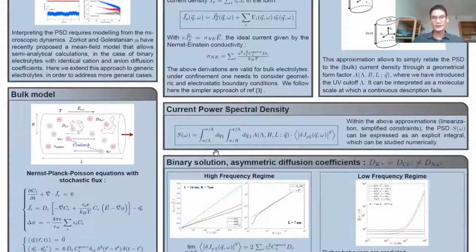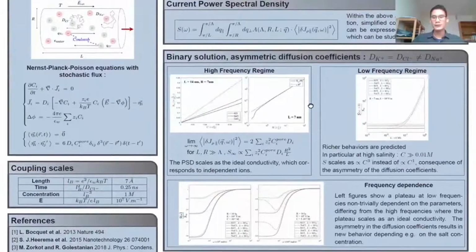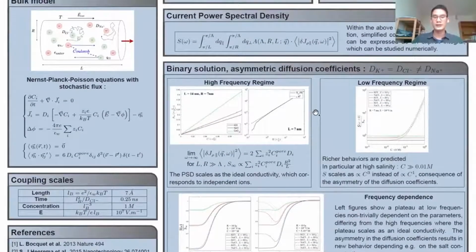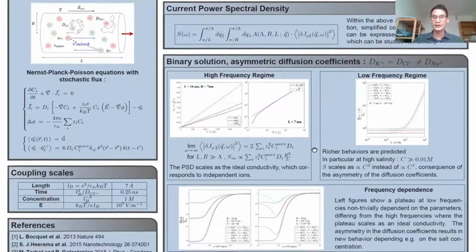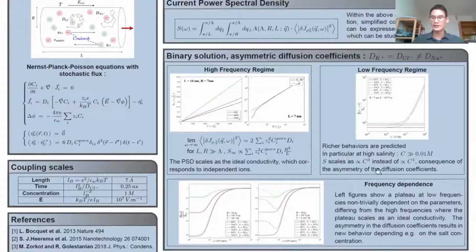We can now write the current power spectral density as follows, an integral over the wave vectors that couple the effect of geometry and the bulk solutions, which can now be computed numerically. Now we want to take a look at a specific case, which is a binary solution, and discuss the effect of asymmetric diffusion coefficients, something that is often neglected in the literature. We look at high and low frequency regimes and show that new behavior occurs at relatively high salinity, something that was not predicted with the symmetric case.